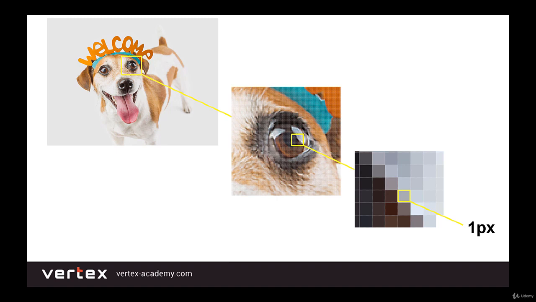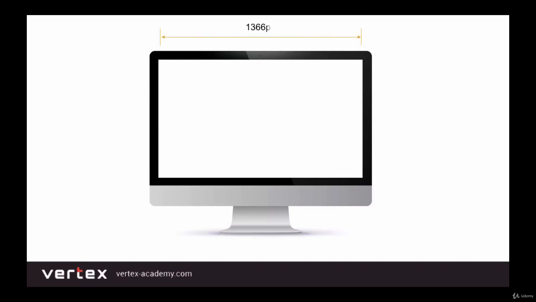So let's consider a typical computer screen. Let's say the typical display resolution is 1366 by 768. The first number is the amount of pixels in a row, that is 1366. And the second number is the amount of pixels in a vertical line, in other words, in a column. So that's 768 in this case.